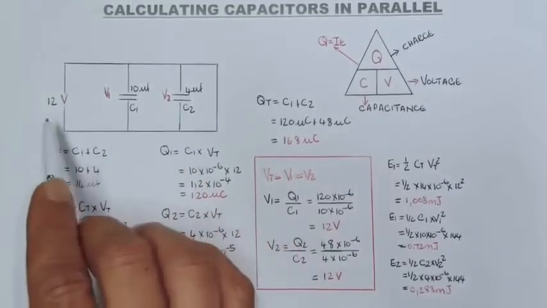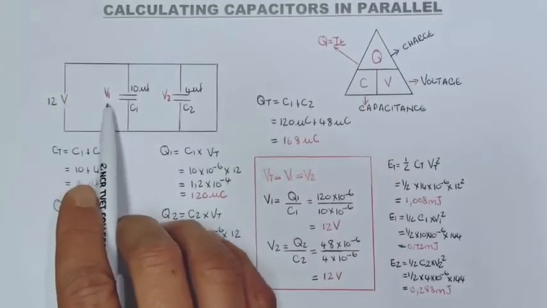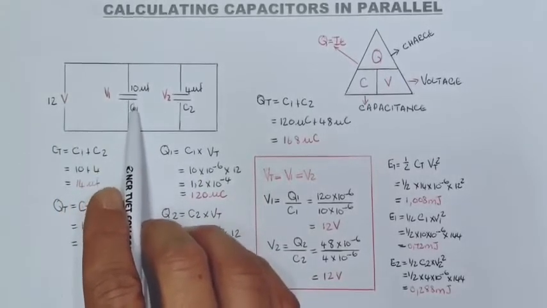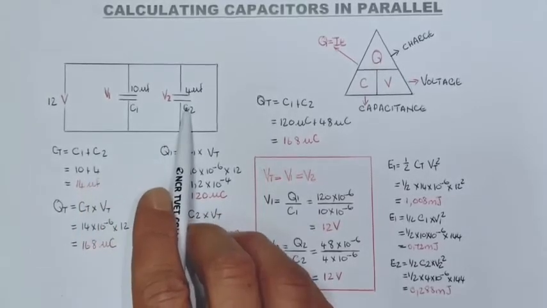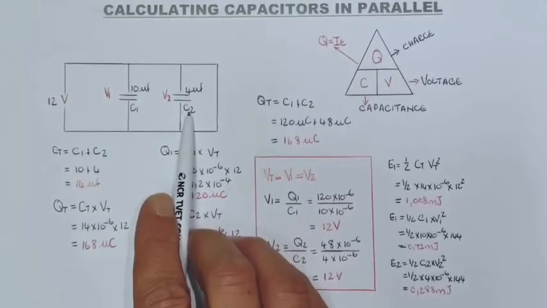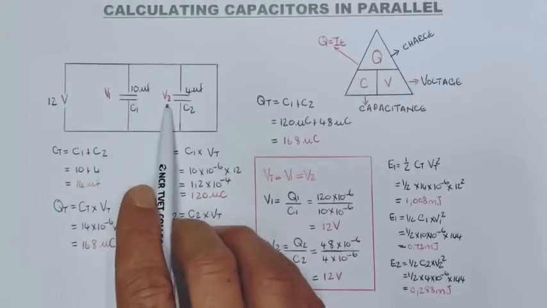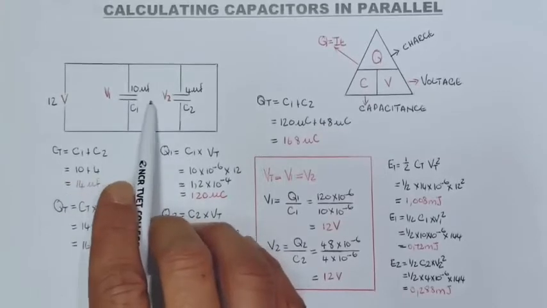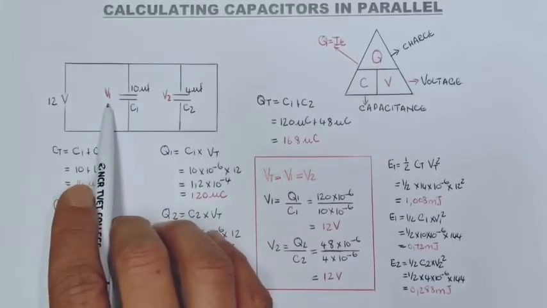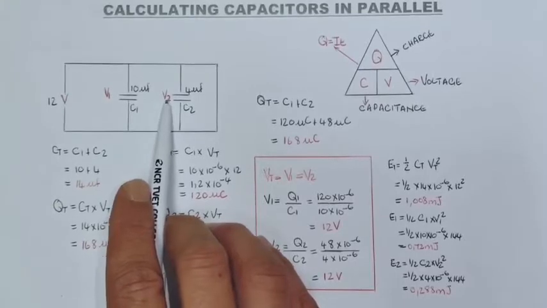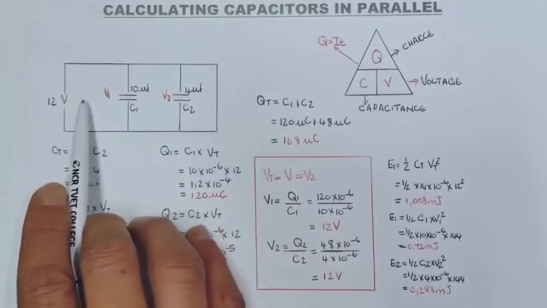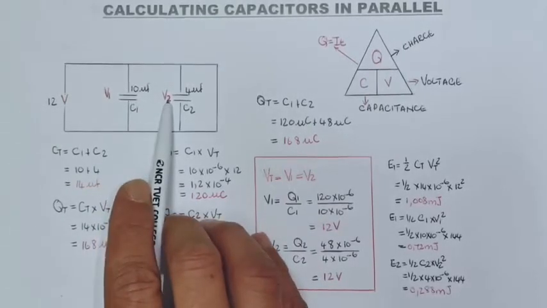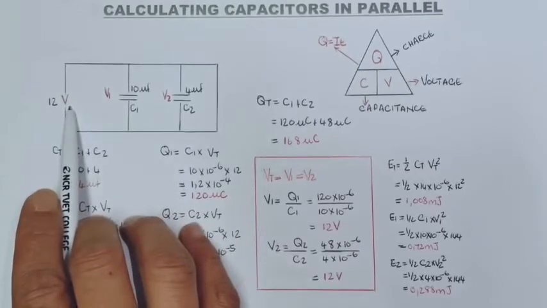Here I have my circuit. I have my 12 volt supply. The capacitances are 10 microfarad for C1 and 4 microfarad for C2, right? Voltage drop V1 and voltage drop V2: you don't need to calculate these because we are working with a parallel circuit, which means the voltage drop of V1 will be 12 and the voltage drop for V2 will also be 12, right?